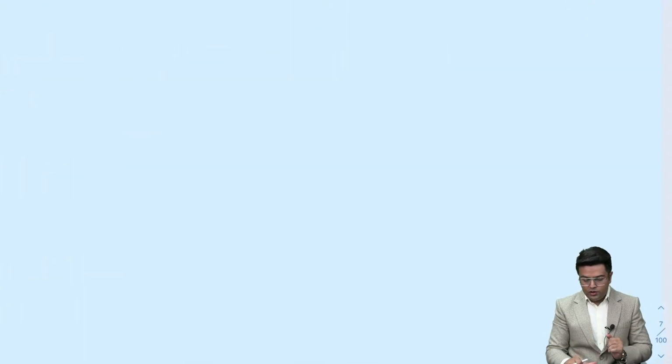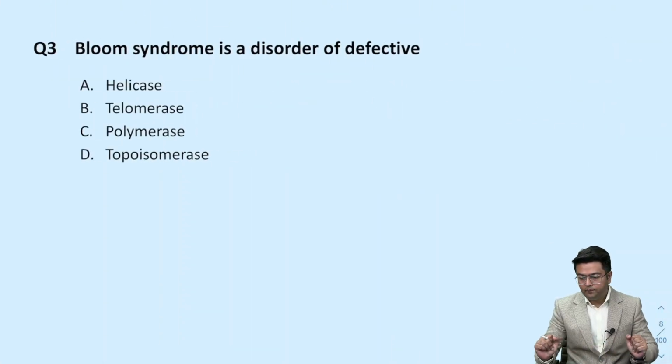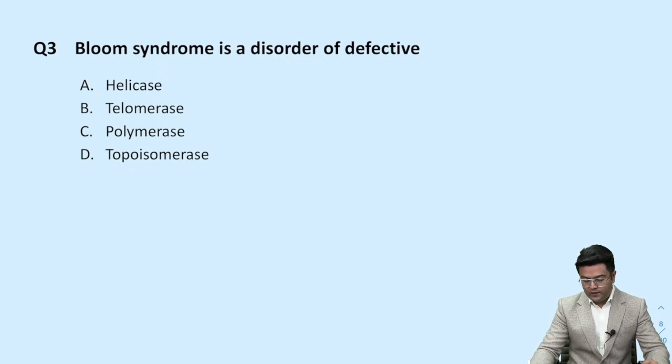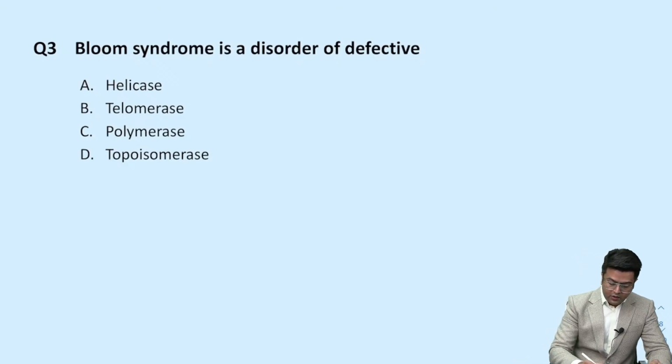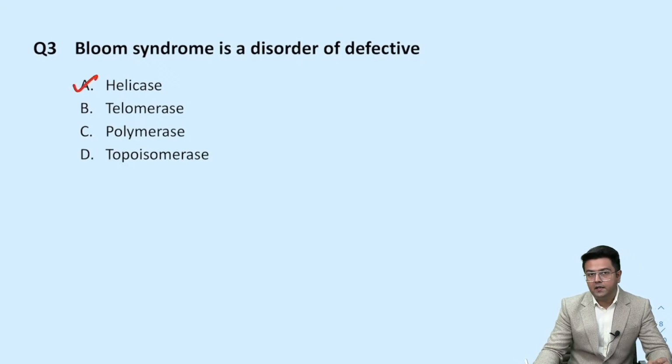So let's move to question number 3. Again, very important. Bloom syndrome. Bloom syndrome is a disorder of defective what? The answer is defective helicase. Helicase is the answer here.